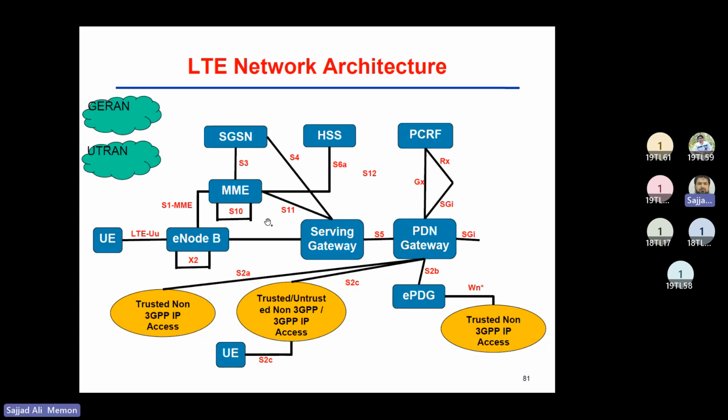And whereas signaling is done through this MME, this E node B is also connected to MME. MME is connected to SGSN, that is the serving GPRS support node, and HSS, home subscriber server, and is also connected to the serving gateway. So these all are the signaling links, and serving gateway and PDN gateway also share a signaling link.